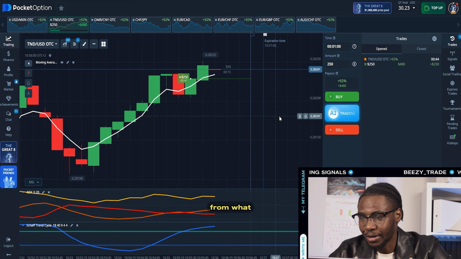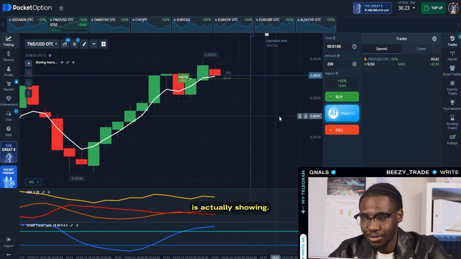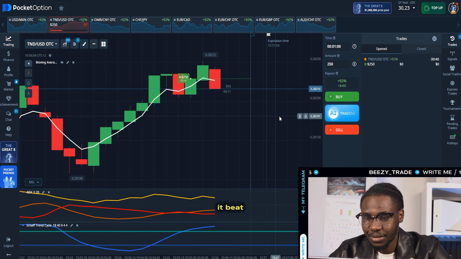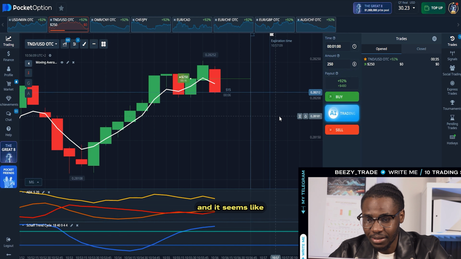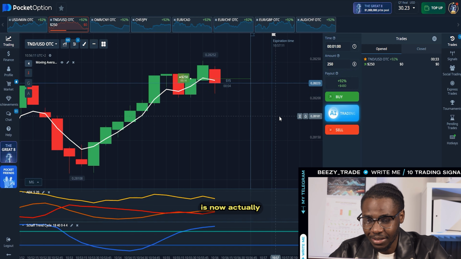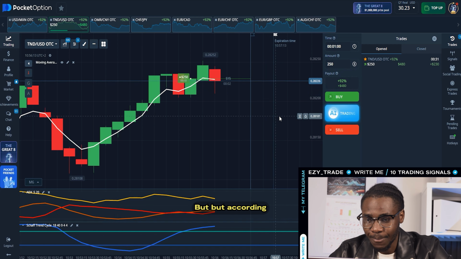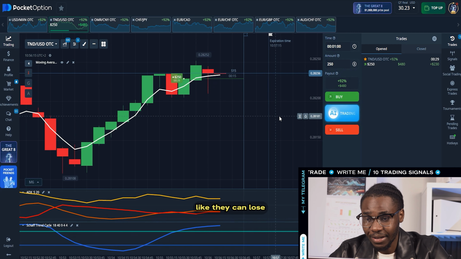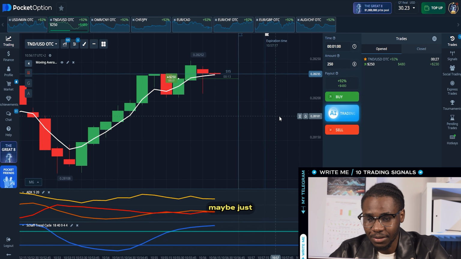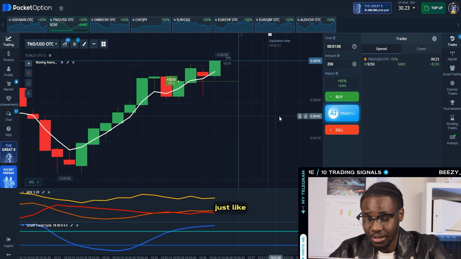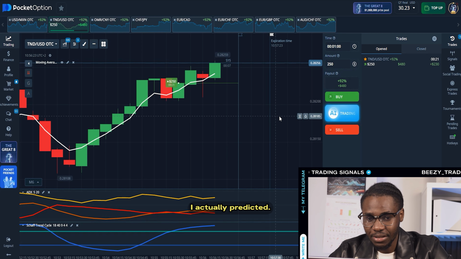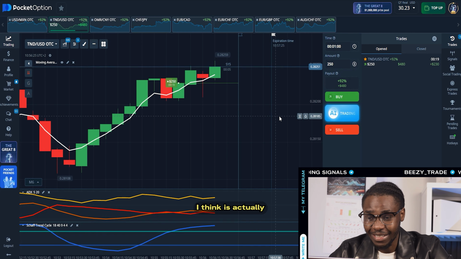As you can see from what the moving average is actually showing, but wait a bit, the market is actually fluctuating right now, and it seems like the candle is now actually going down a bit, but according to my analysis, the candles are supposed to go up. Maybe just some few seconds from now, maybe they'll continue just like I actually predicted. So everything right now I think is actually under control.